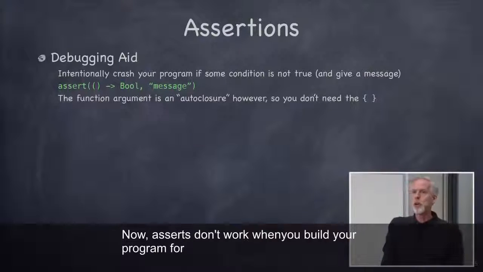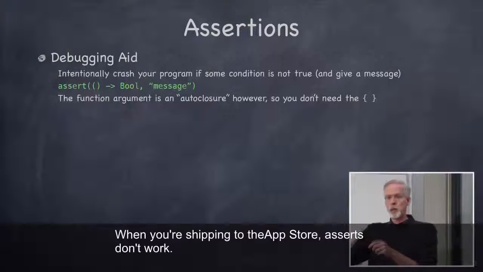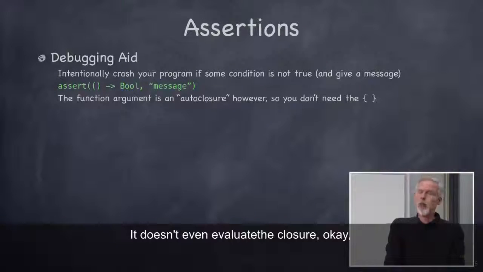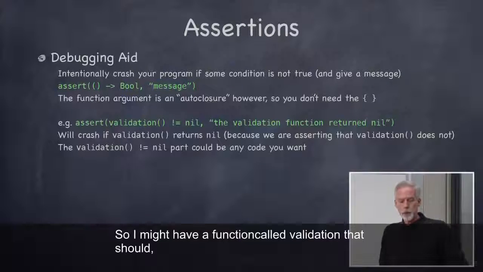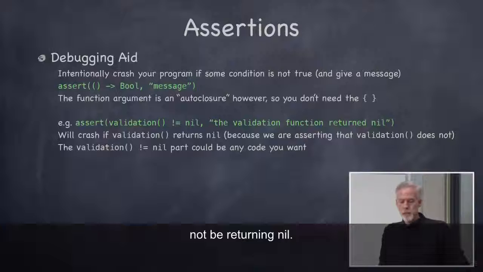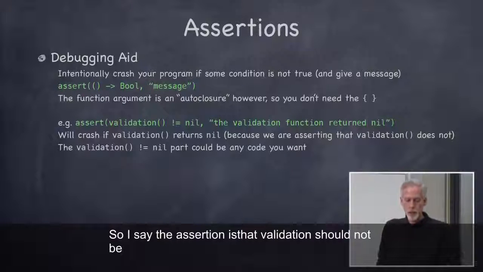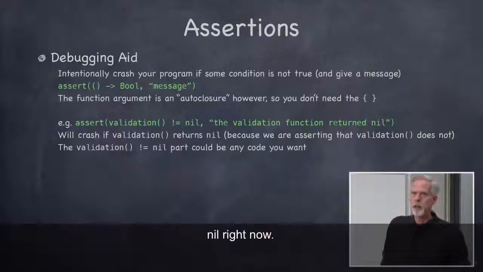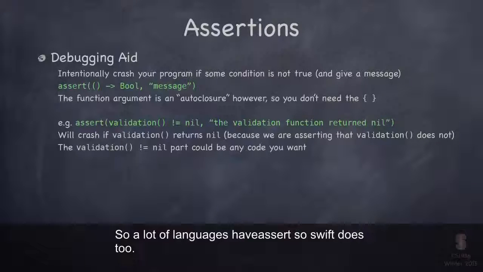Now, asserts don't work when you build your program for release, like to the App Store. When you're shipping to the App Store, asserts don't work. It doesn't even evaluate the closure, it's just ignored. But for debugging, it's pretty good. So I might have a function called validation that should, at this point where I'm executing this assert, not be returning nil. And if it does return nil, then I'm going to crash here. So I say the assertion is that validation should not be nil right now. A lot of languages have assert, so Swift does too.